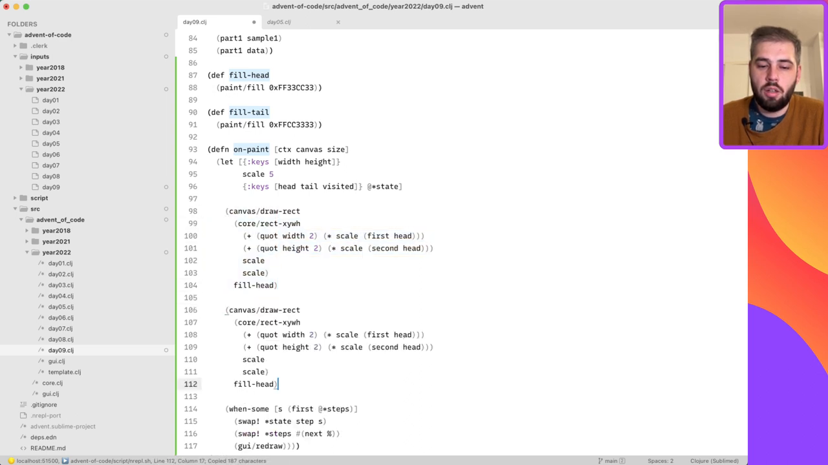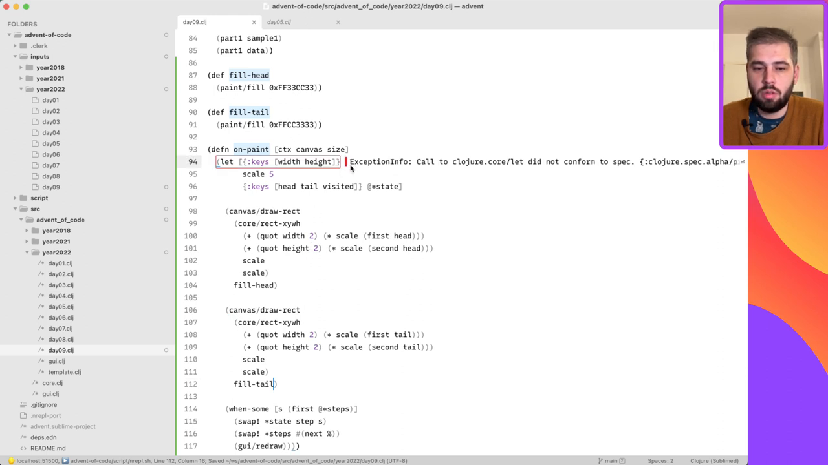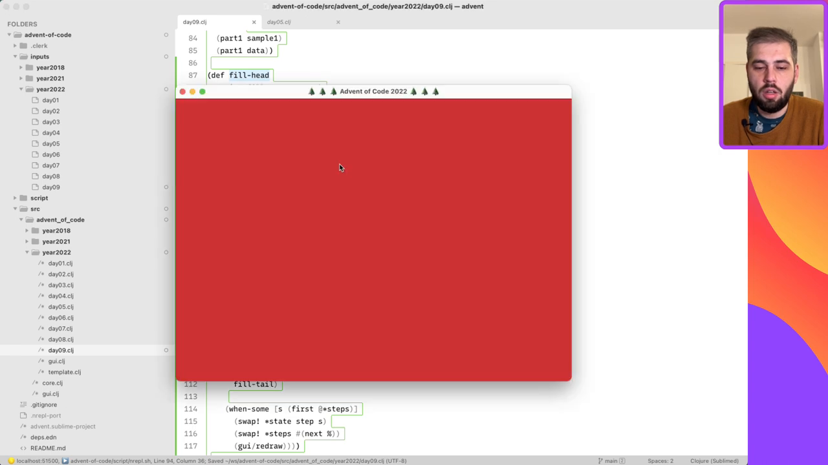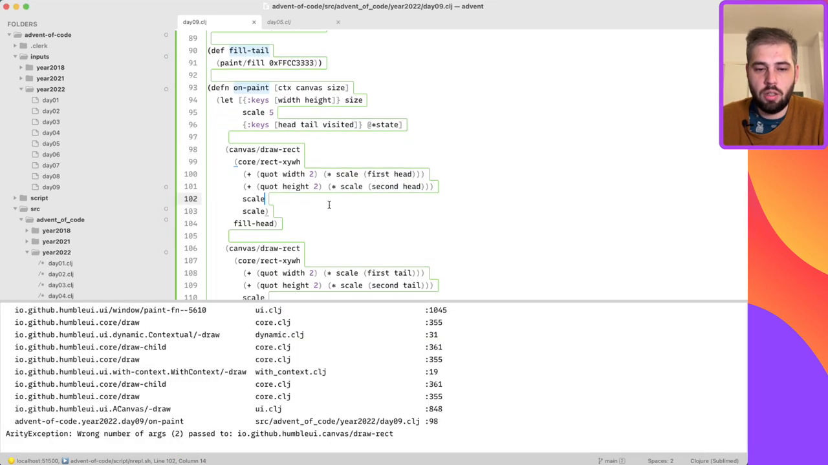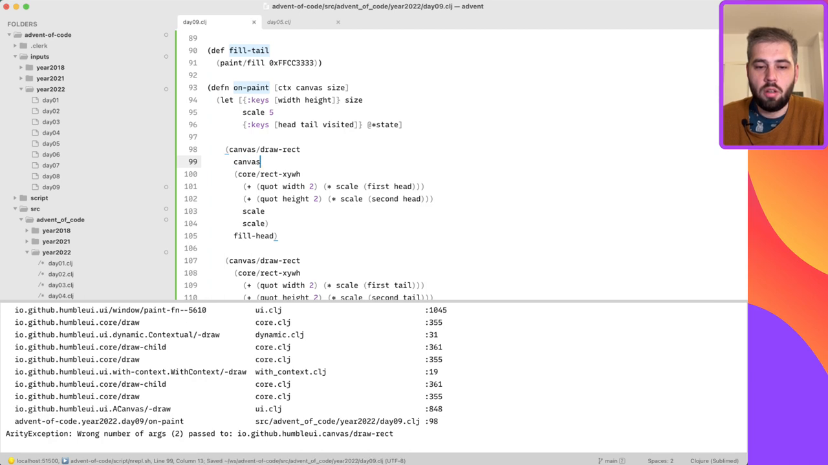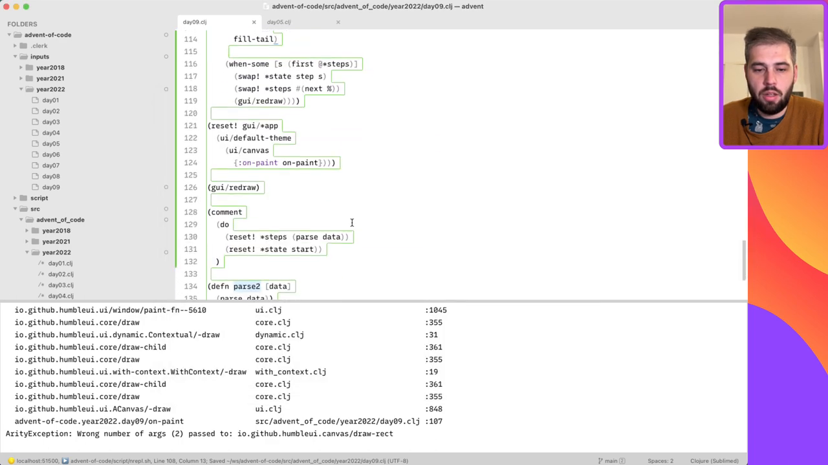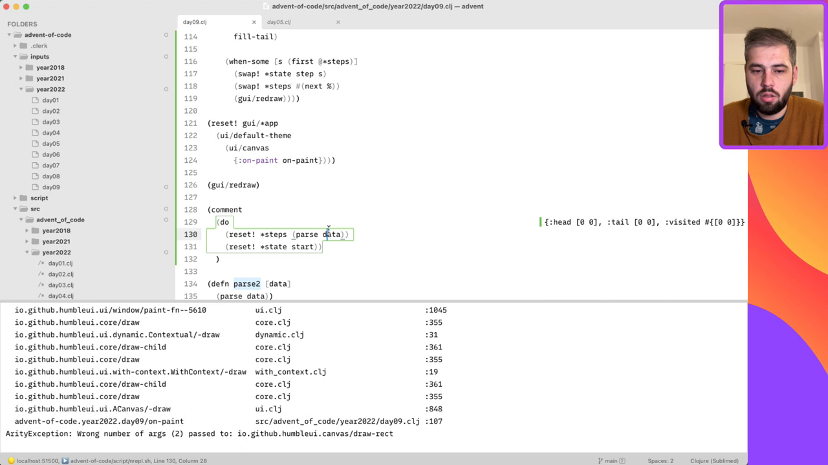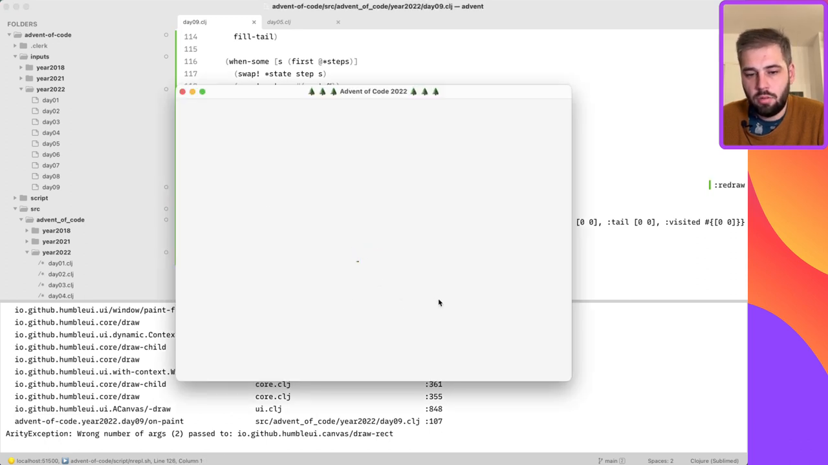Okay, this draws tail. Okay, let's see. It doesn't work for some reason. Yeah, because we need size here. Okay, now it works, but draw rect. Okay, yeah, probably forgot canvas itself. Okay, and now if I do this, nothing really happens, right? Because I have to request redraw. Okay, yeah, so it kind of travels somewhere. Interesting.